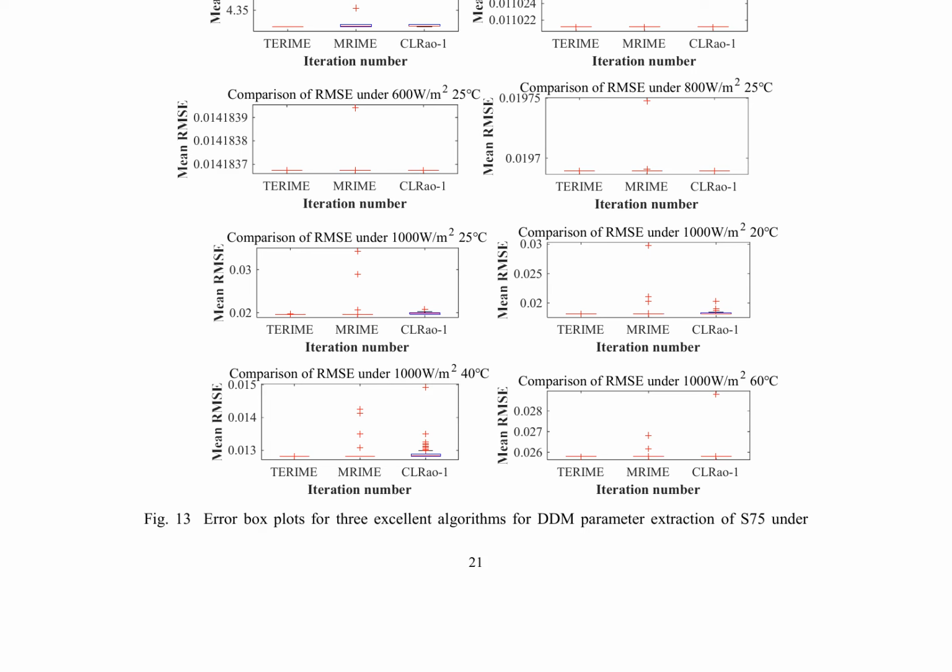The iteration number is plotted on the x-axis, and the RMSE values are plotted on the y-axis. The plots show that CLRAO1 achieves a lower RMSE value than TERIME and MRIME in most scenarios, indicating its superior performance in DDM parameter extraction.